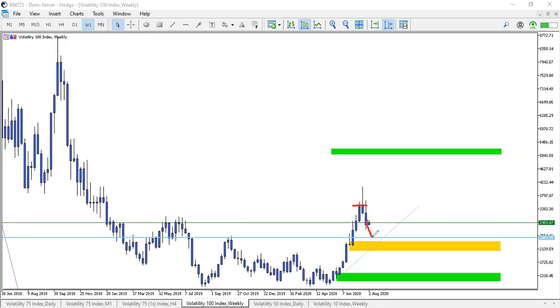So perhaps a further push down into this area before we see price pull back down again into this area before we see it push up into this area. But overall, we're still bullish on this chart. After a test into this zone, this will basically be the highest probability buy on a long term, maybe for the next 2 to 3 weeks on volatility 100.